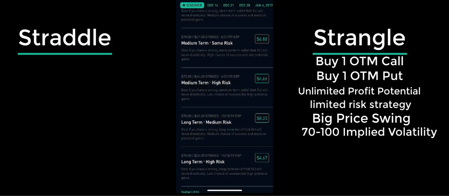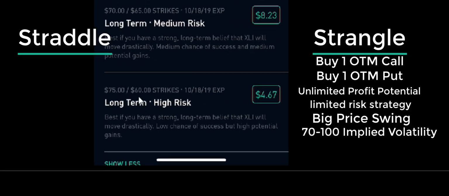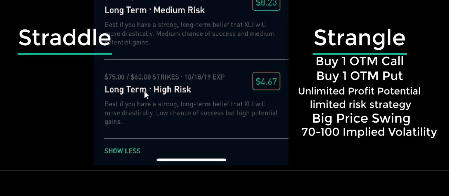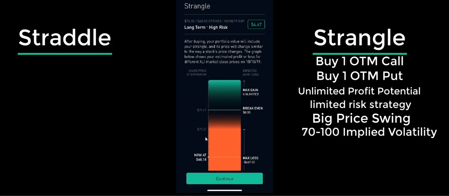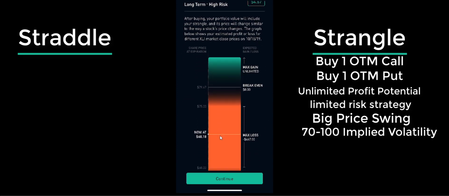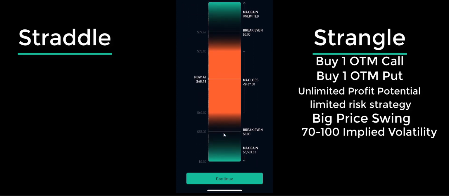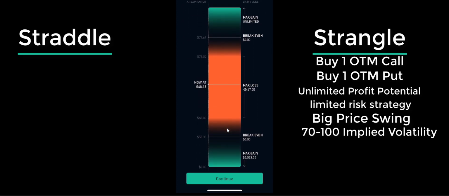So now I'm going to show you another example of a strangle using XLI. And I'm just going to pick this long-term one right here. So I'm buying a 75 call, and then I'm simultaneously buying a 60 put. And currently the price is at $68.18. So what I'm going to do is I'm just going to click on this guy, and it'll give you your profit and loss statement here. And this is very important to understand. And so let me help you go through it so that we can figure it out together.